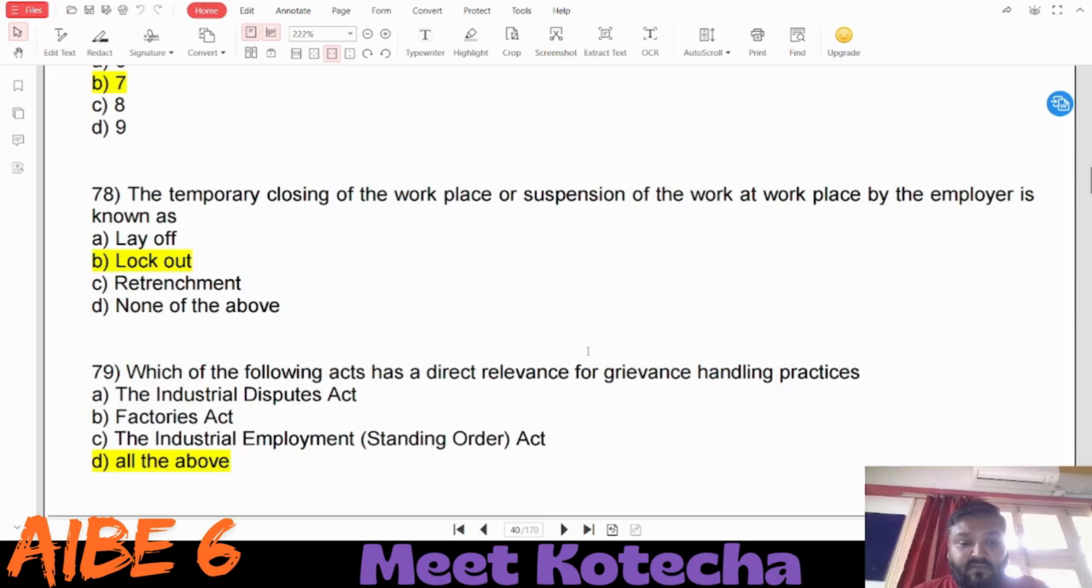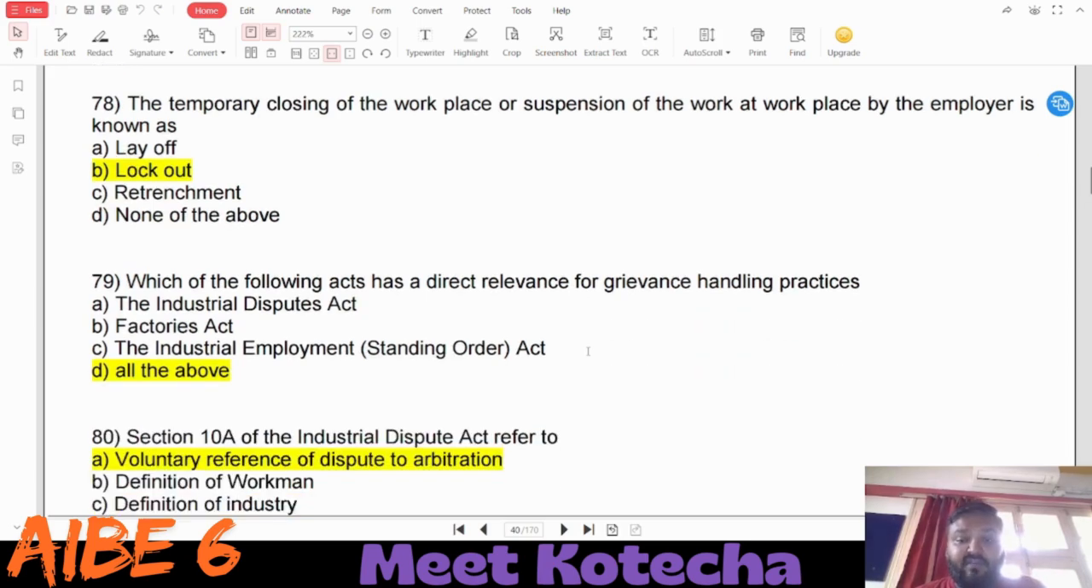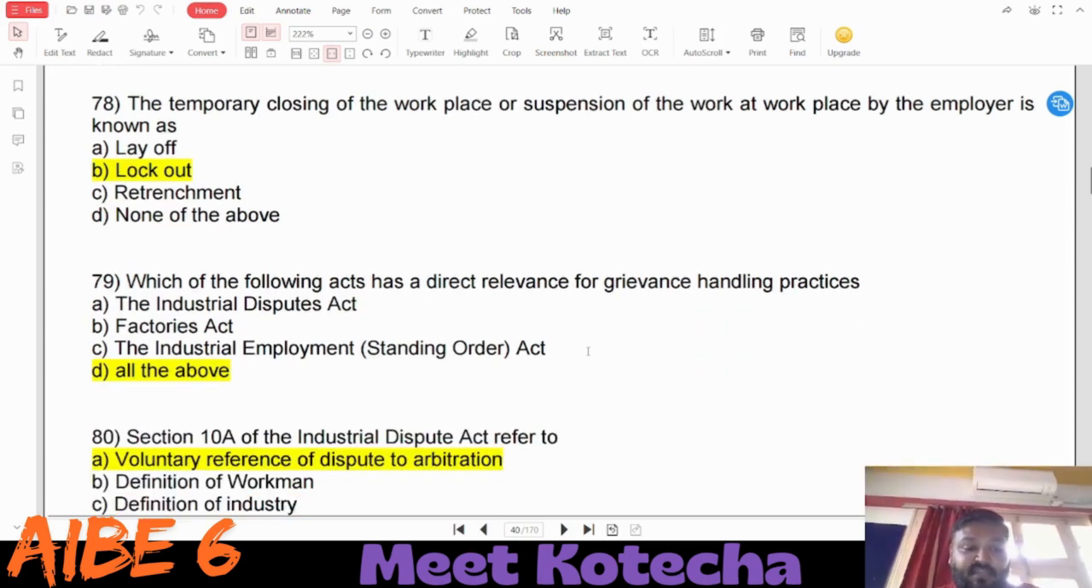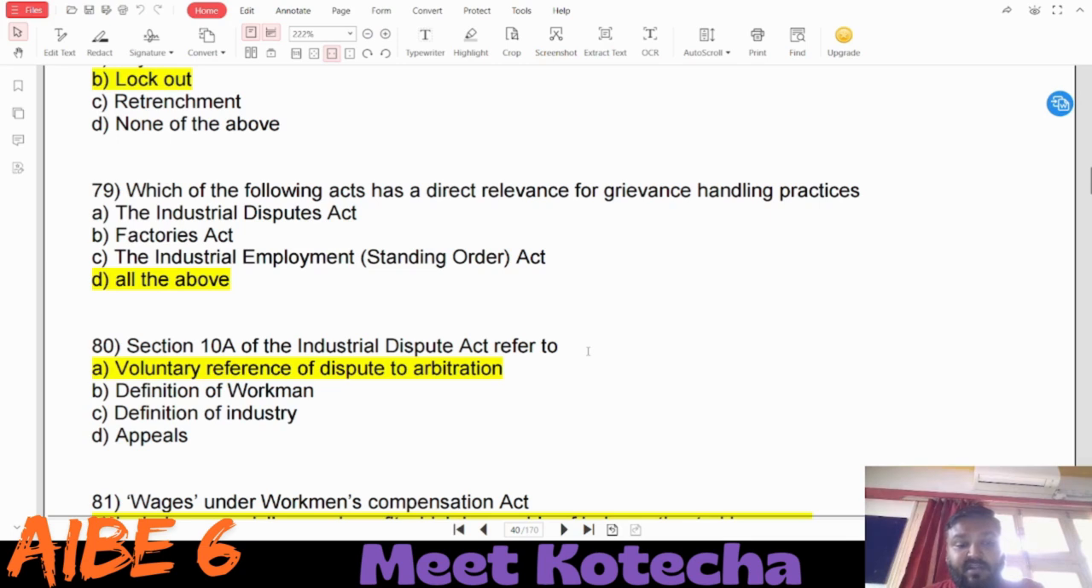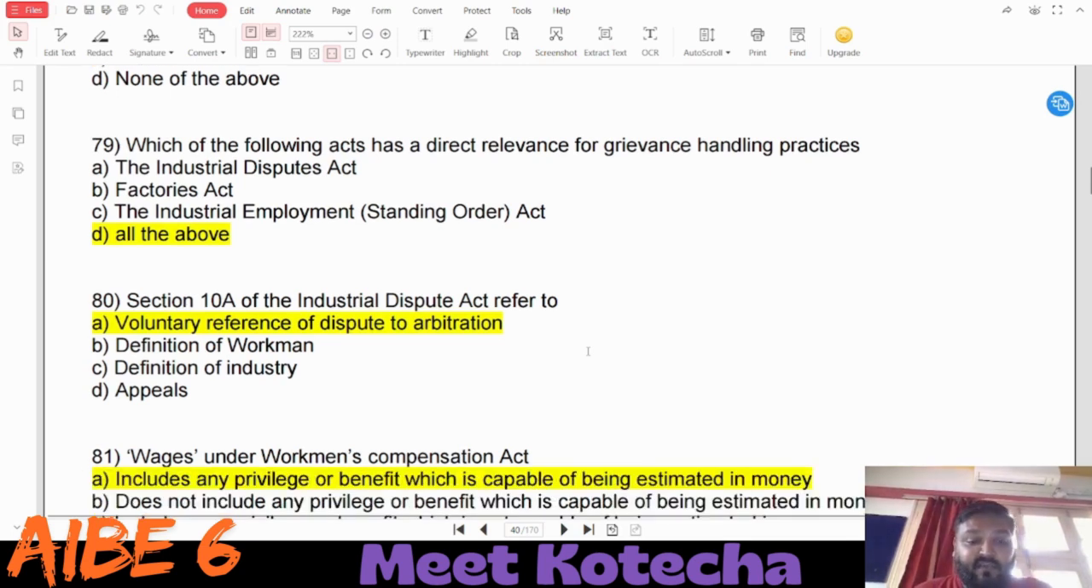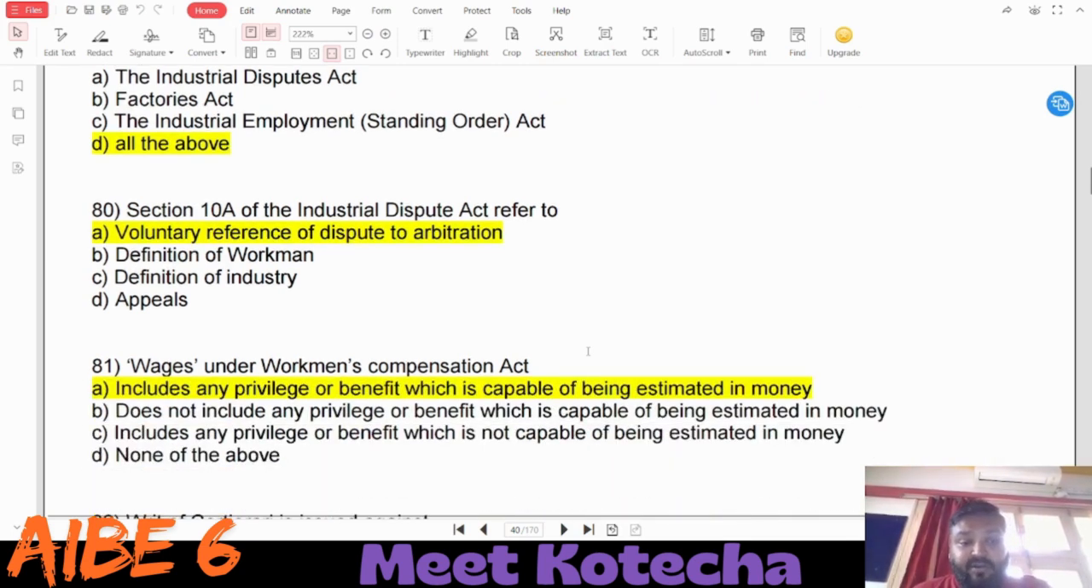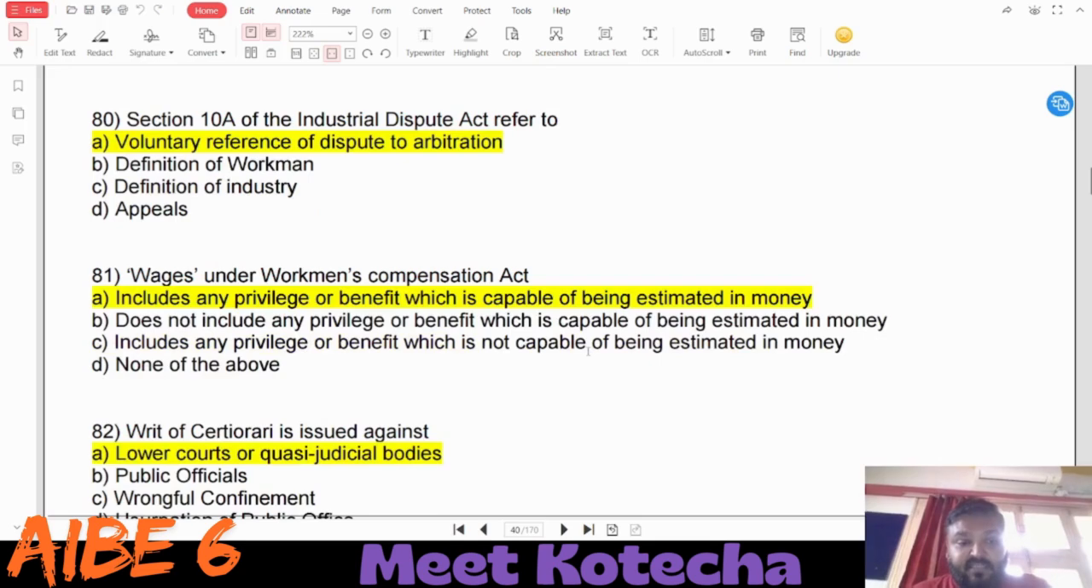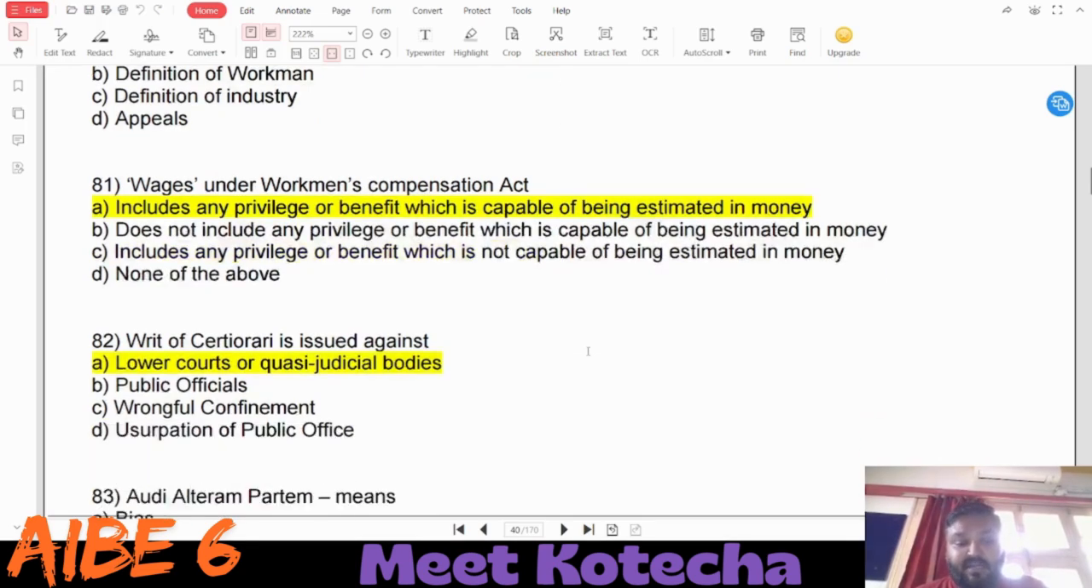Which of the following acts has a direct relevance for grievance handling practices? Industrial Disputes Act, Factories Act, Industrial Employment Act. Section 10 of the Industrial Disputes Act refers to voluntary reference of dispute to arbitration. Wages under the Workmen's Compensation Act includes any privilege or benefit which is capable of being estimated in money.